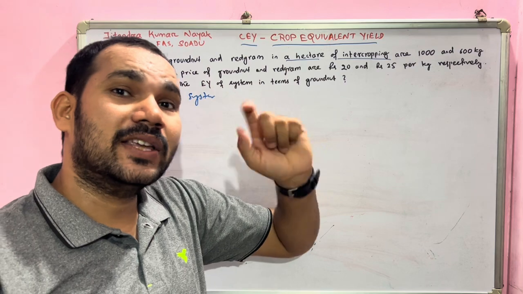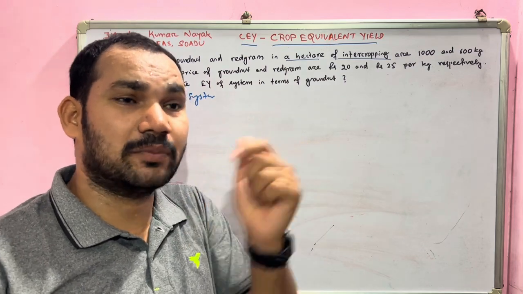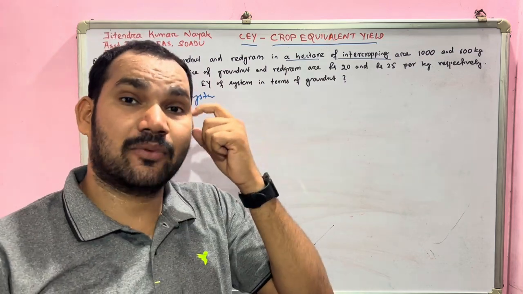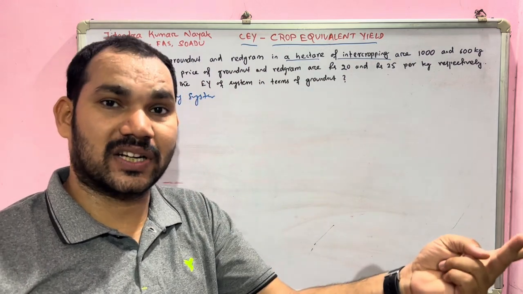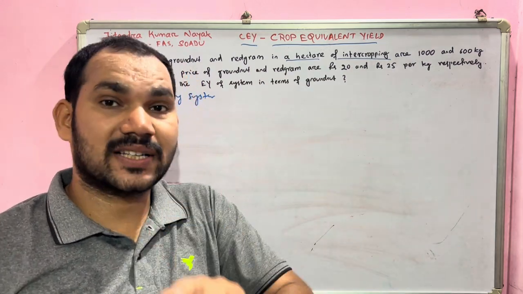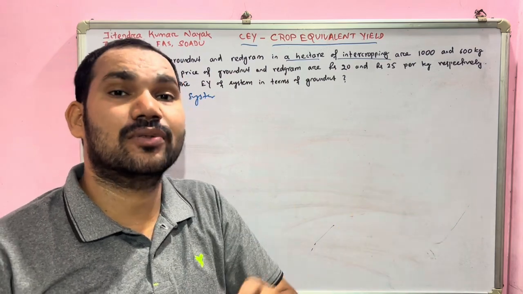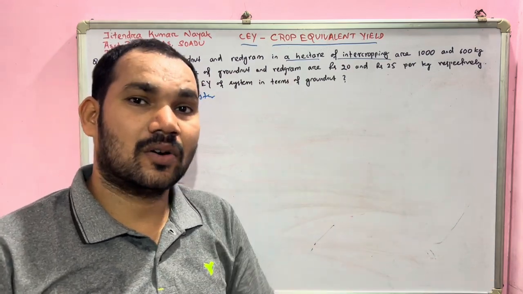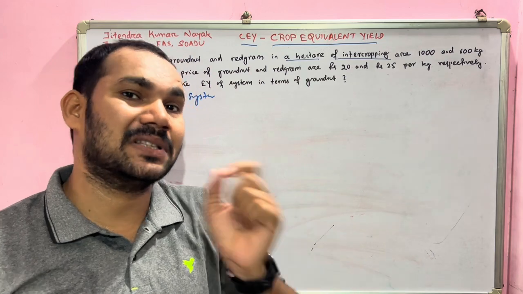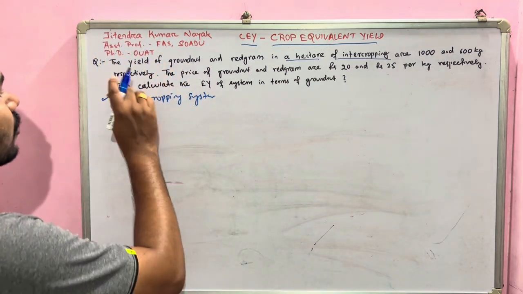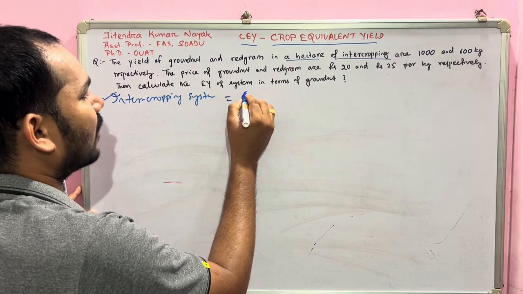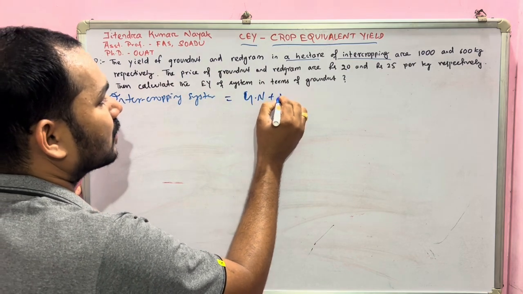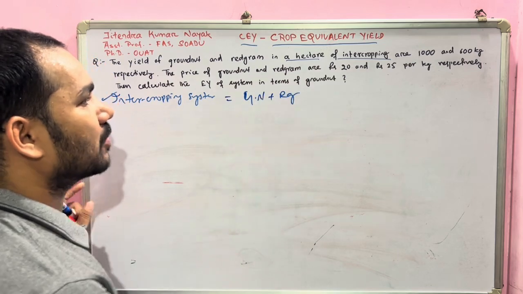The concept is that you have to convert one thing. In the earlier example I converted 2 ice creams, or 1 ice cream is equivalent to 2 chocolates, or 2 chocolates are equivalent to 1 ice cream. Likewise, you have to convert one crop to another, or one thing to another, with the price remaining the same. So here the question is the yield of groundnut and red gram. That means the intercropping is groundnut plus red gram. This is my intercropping system.